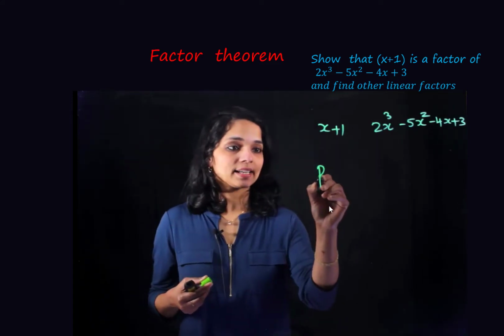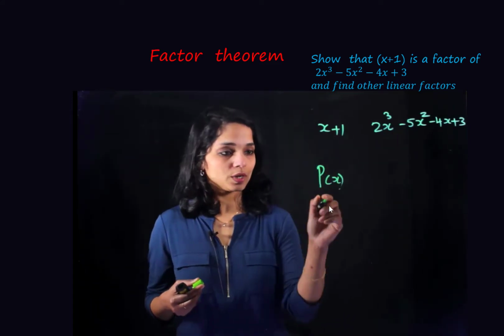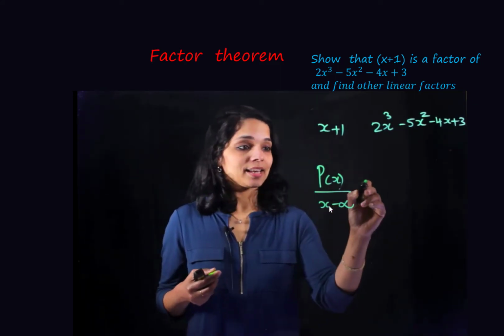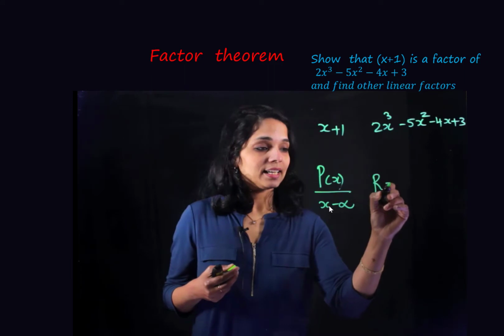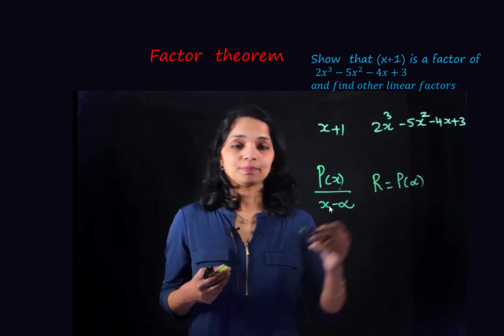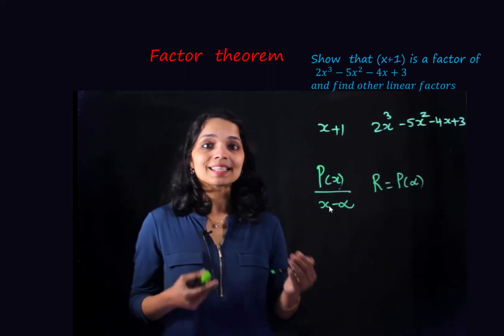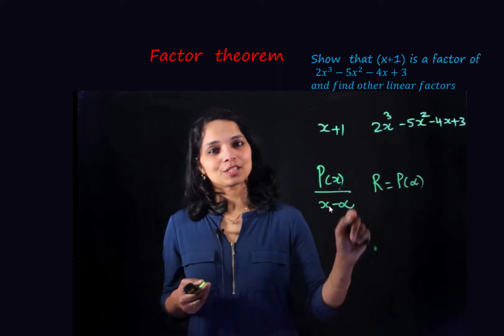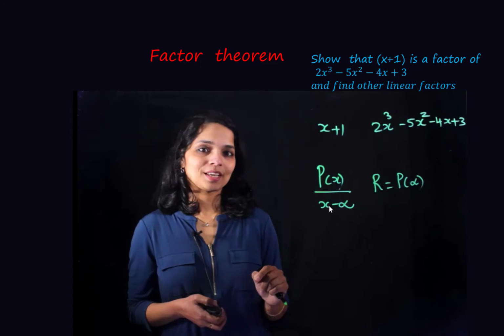If p of x, that's a polynomial, is divided by x minus alpha, then the remainder is p of alpha. Okay, so that's the remainder theorem. And how can we use this one to find the factor? So we already know that.